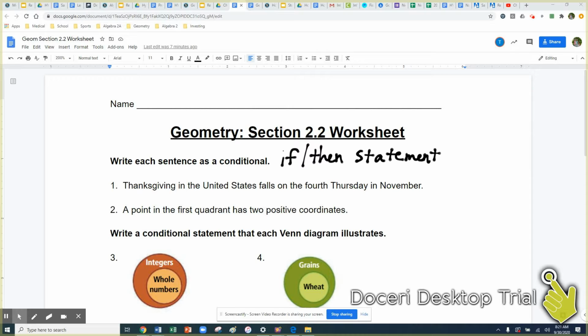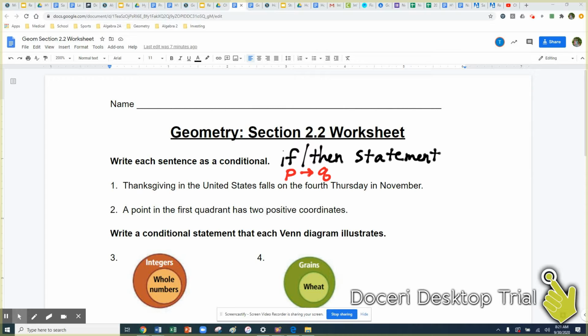The if part, and here's where I kind of like to organize myself. The if I represent with the variable p. The then part, which is the conclusion, I represent with the variable q. So if p, then q. So p just represents the hypothesis of the statement. P doesn't, in this case, represent a number like we're used to with variables. It represents a statement, actually, the hypothesis. The q then represents your conclusion.